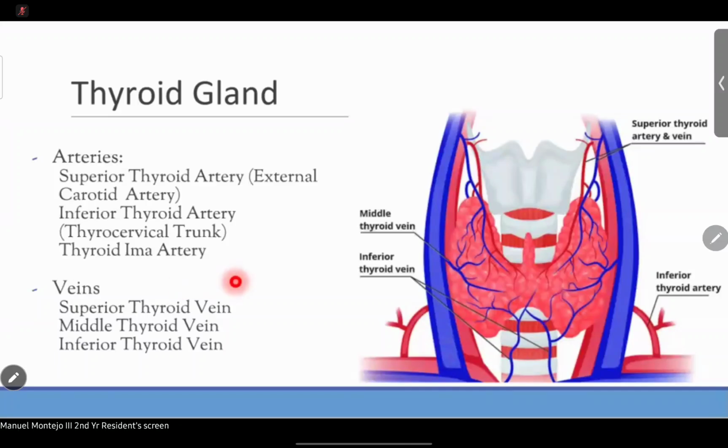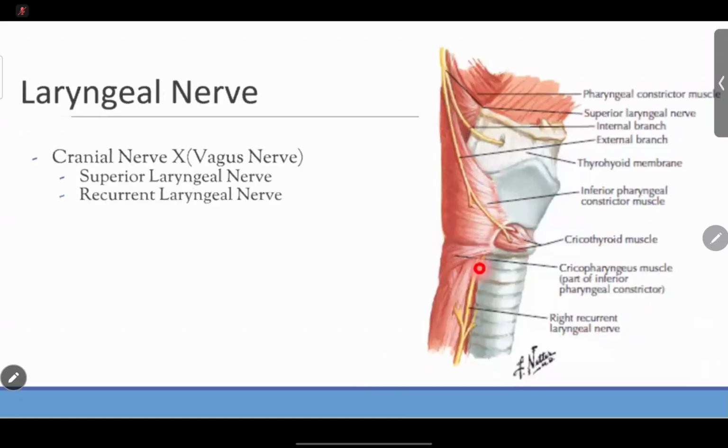Okay? For your veins, you have three: superior thyroid, middle thyroid, and inferior thyroid, all of which drain to your internal jugular vein. Another important structure when we discuss the thyroid gland would be your laryngeal nerve, or your vagus nerve. Actually, your vagus nerve has two branches: your superior laryngeal nerve, this one, and also your recurrent laryngeal nerve. The other name for your recurrent is your inferior laryngeal nerve.